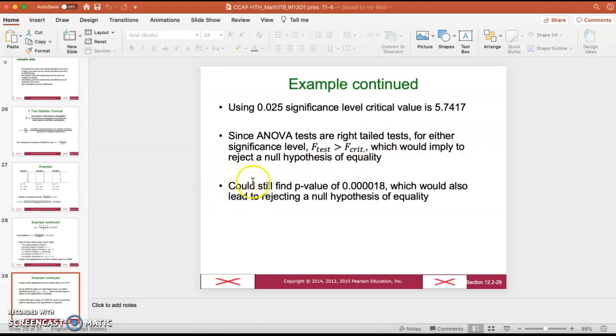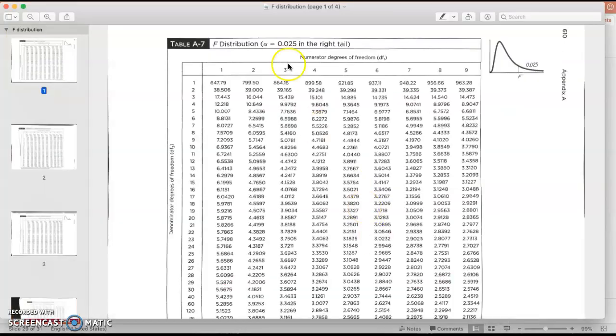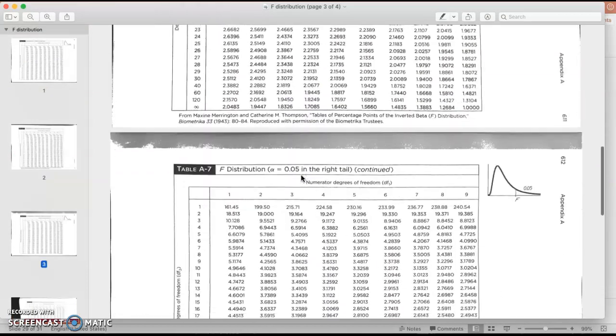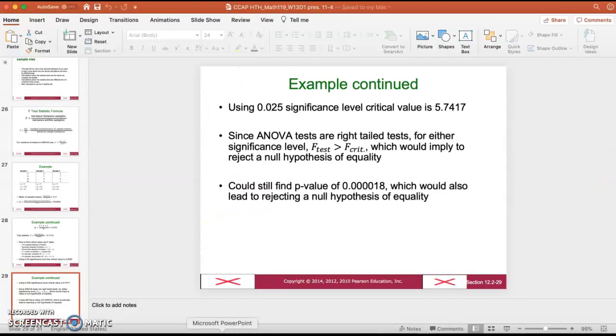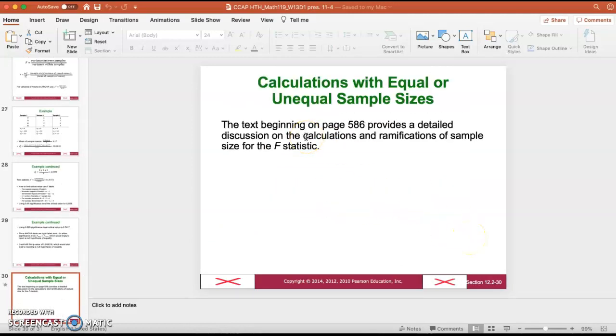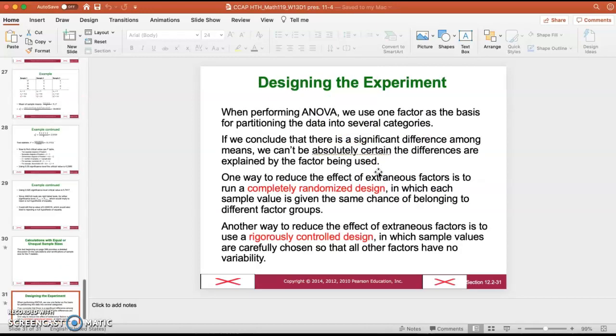And you could still find that same conclusion if you plugged everything into technology and found the p-value, which would come out to 0.000018, which again is incredibly small, much smaller than either 0.025 or 0.05, both of which would imply to reject a null hypothesis of equality. And if you want to read over this more in the textbook as well, you can start on page 586, which is where it starts discussing some of those calculations.